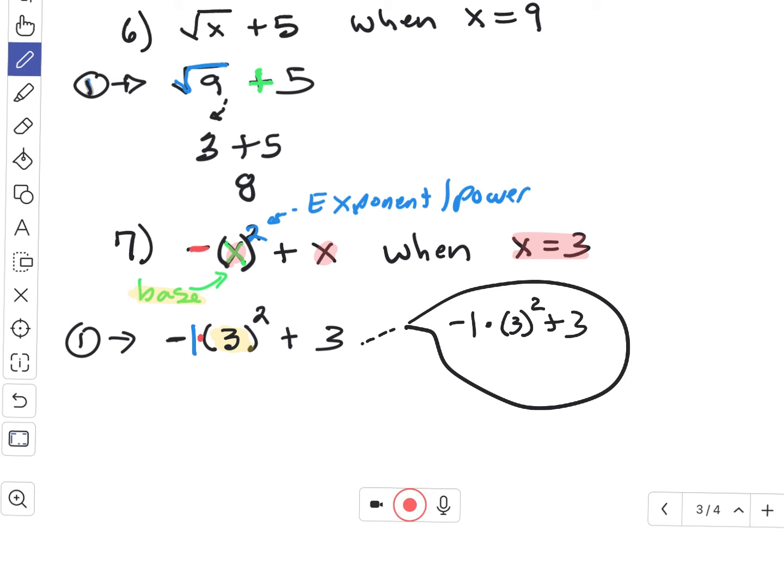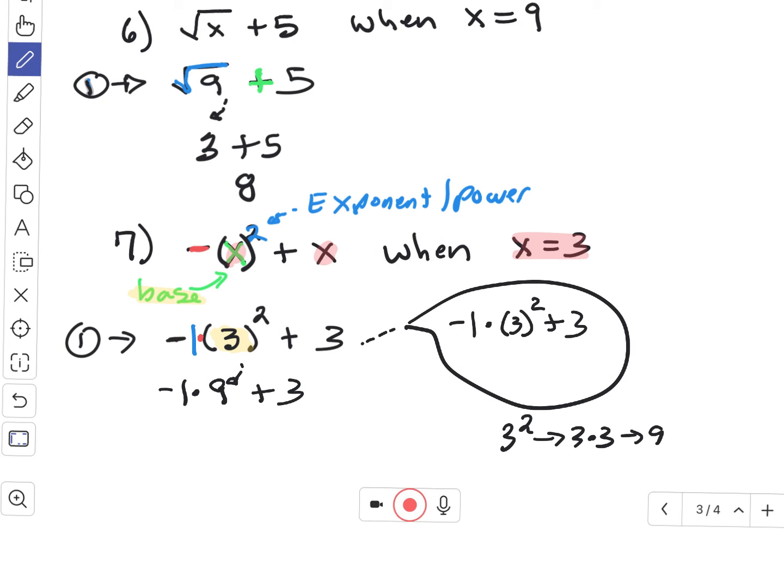So order of operations says we have to do the exponent first. So -1 times, and then remember 3 squared. 3 squared means 3 times another 3, which is 9. Be careful, it's not 3 times 2. It's 3 times 3, which is 9, and then recopy.